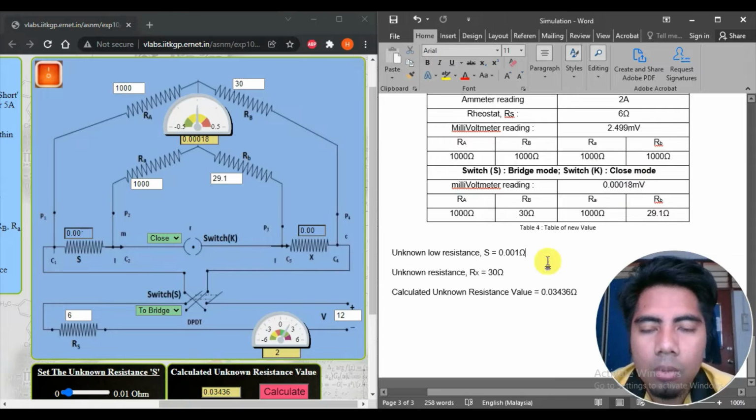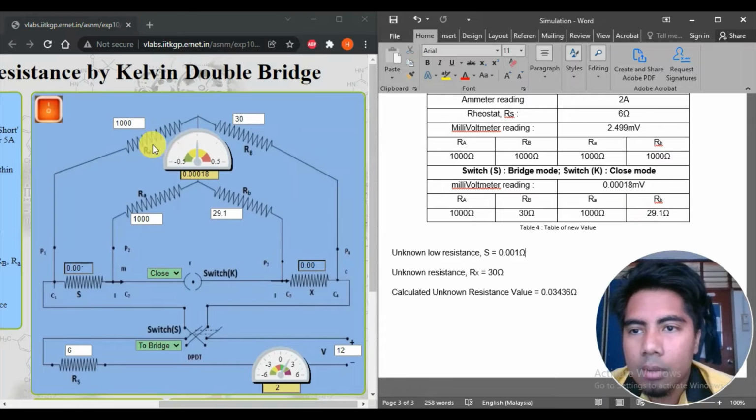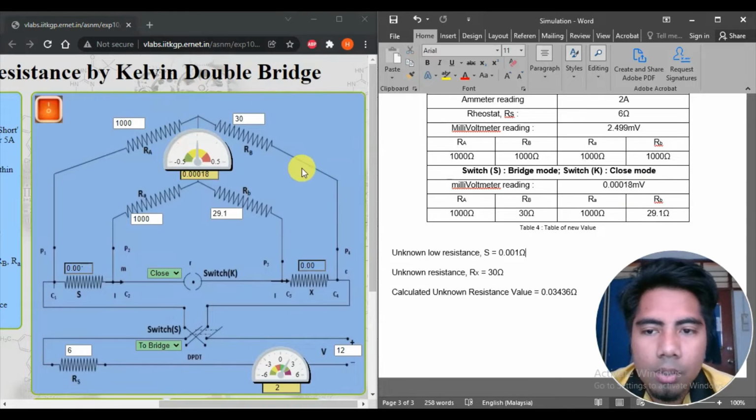So this is how I simulate for the Proteus and this online Kelvin double bridge simulator. So that's all for me for the simulation for this experiment.